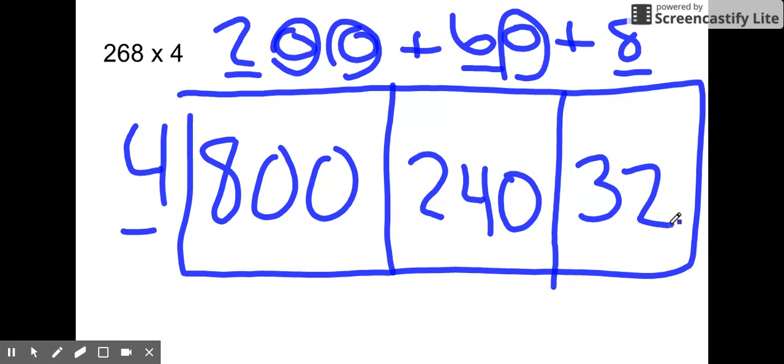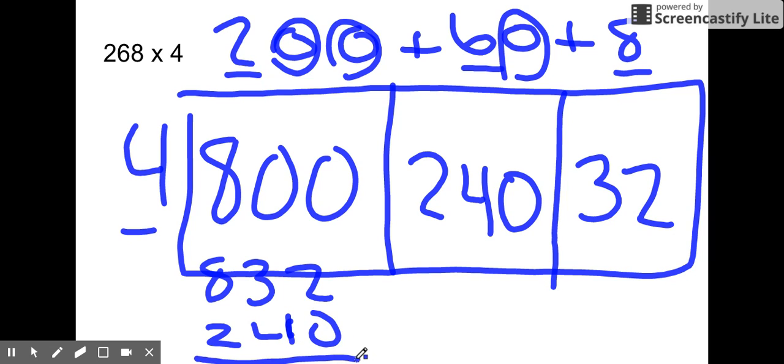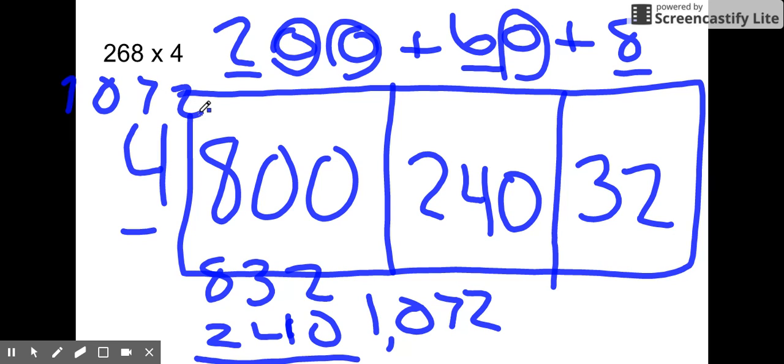I like to do a little bit of work before I start writing. I know that 800 plus 32 is 832. And if I only have to stack up 2 numbers to add, I'm more likely to get my answer correct. So I'm going to go ahead and do 832 plus 240. And I'm running out of space on my board, so I'm going to go ahead and put my answer over here. 0 plus 2 is 2. 3 plus 4 is 7, and 8 plus 2 is 10. So that tells me that 268 times 4 is 1,072. Let's go ahead and try another one.